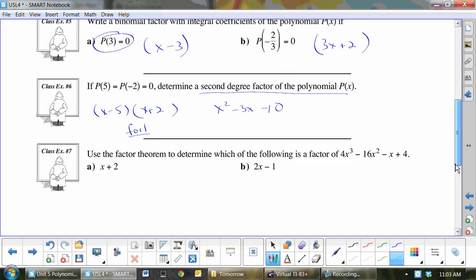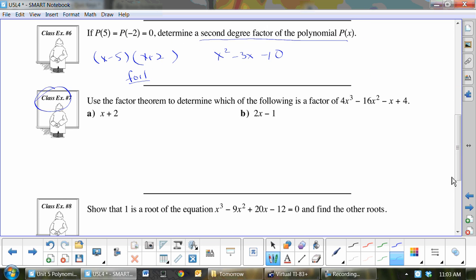Okay, for example 7, I'm not going to go through the work, but just tell me I would do p of what to test this one? I put negative 2. How about in b, p of 1/2? However, if you're not good at these, remember you can take out the 2 and it leaves you with x minus 1/2, and you put in the number after the minus sign. Or you could do it, what makes this thing equal 0? Add 1 to both sides, divide by 2. Okay, so either way it gives you what you want to put in there.